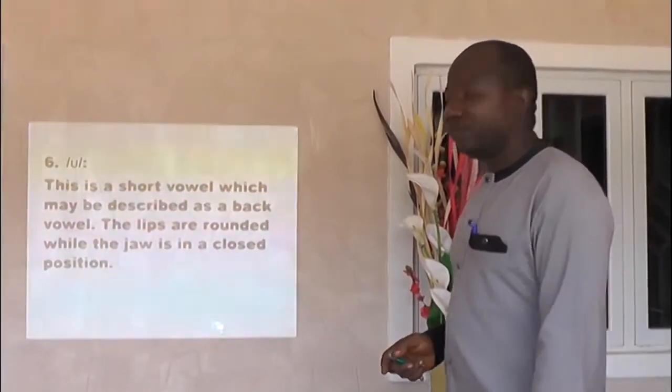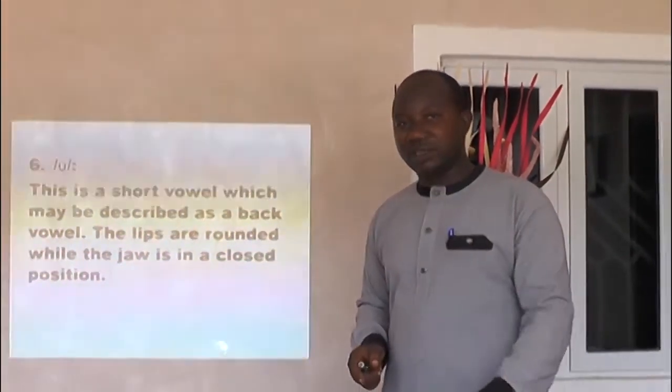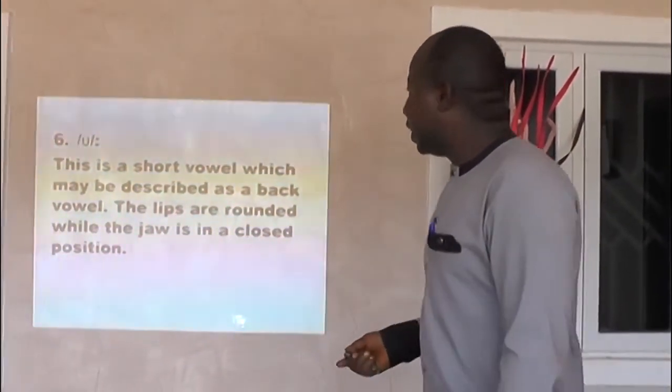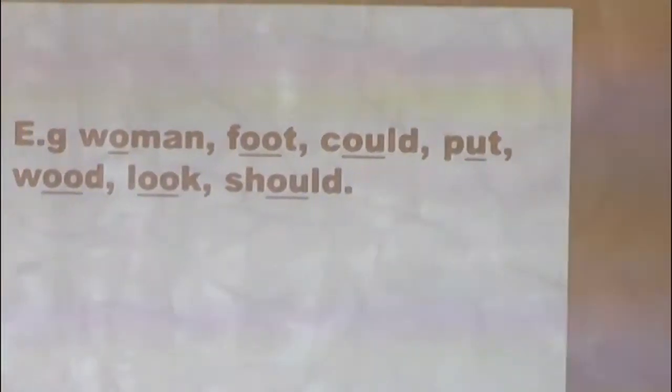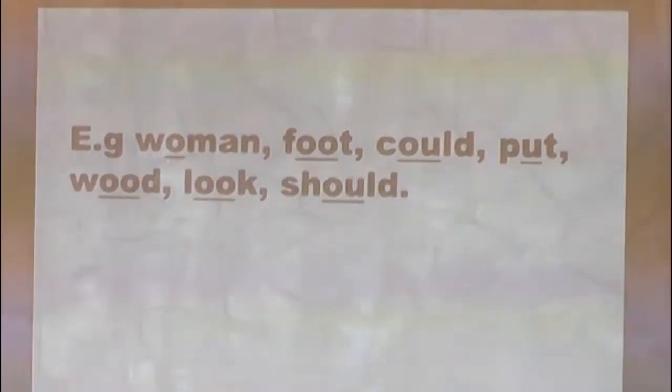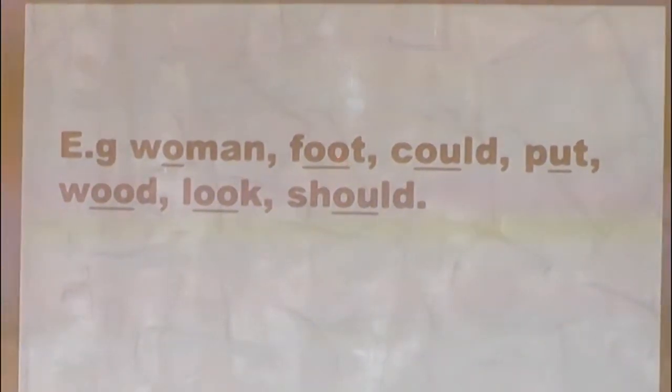Look at me. The pronunciation is like oo. Say it after me. Oo. Then you notice that the jaw is in a relaxed position. Now, let's look at the examples. For example, this is woman. Foot.